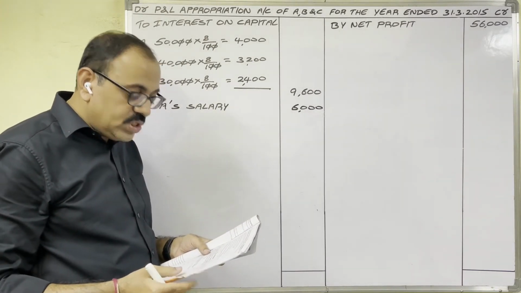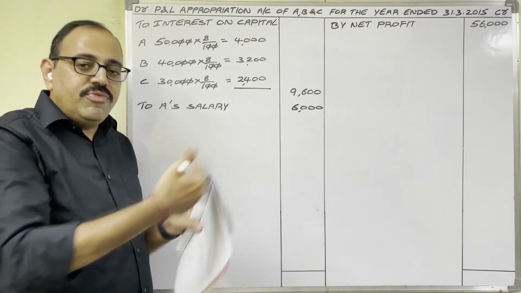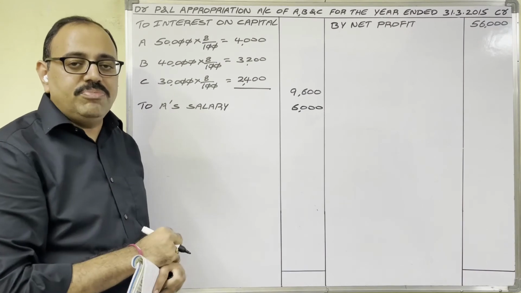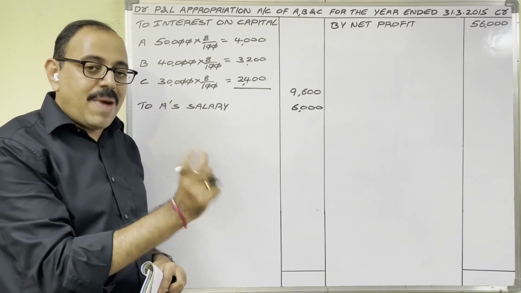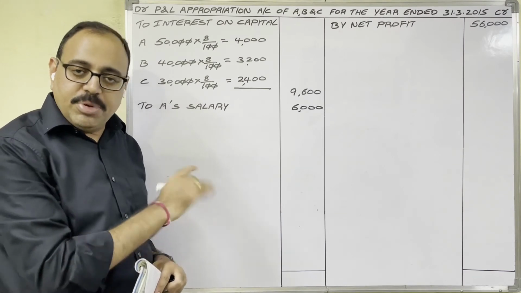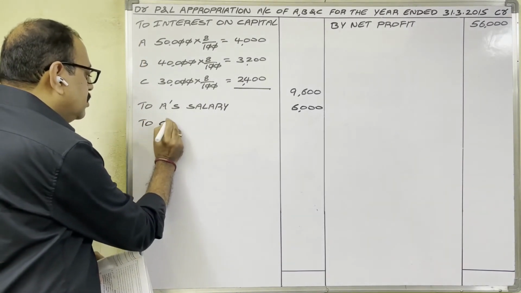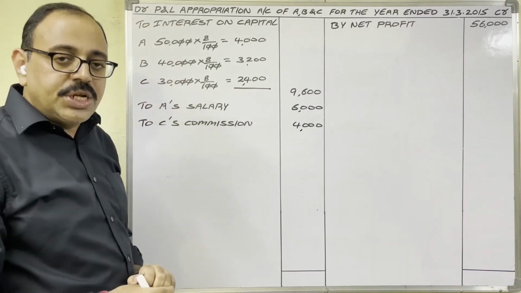And commission to C 4,000 rupees. So C has given some benefit to the firm. In return, the firm is giving commission to him. To the firm, this is an expenditure. C is partner, partners related expenditure. Debit side we should show. To C's commission, 4,000 rupees. So everything we have taken in the P&L appropriation account.